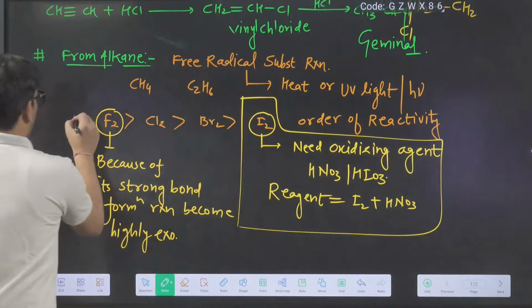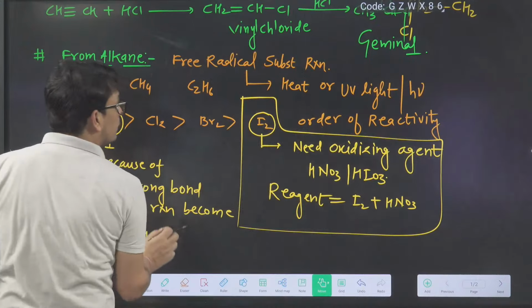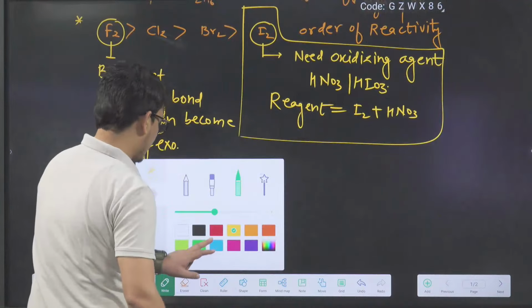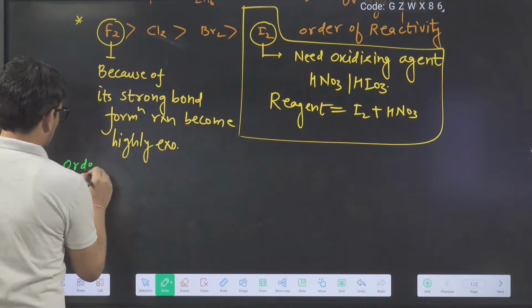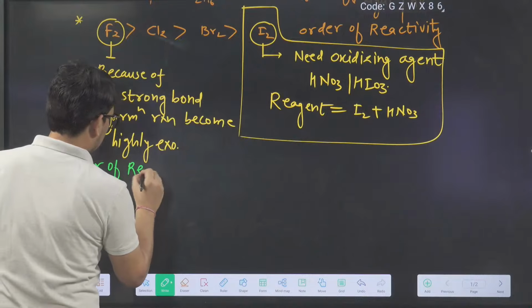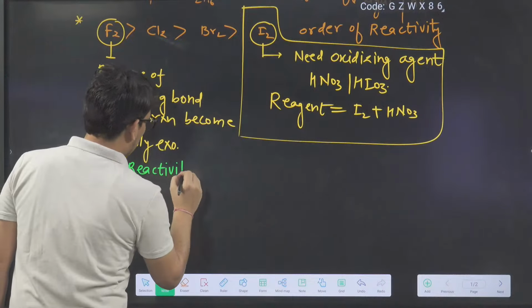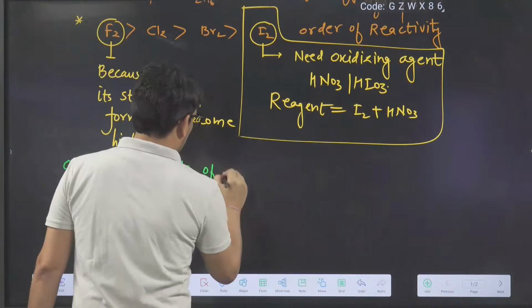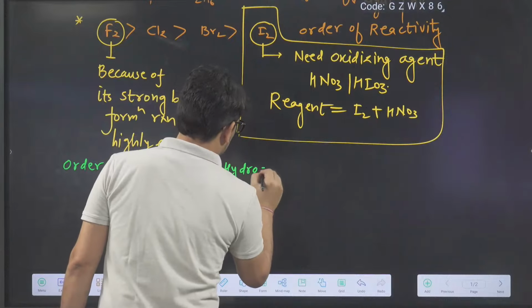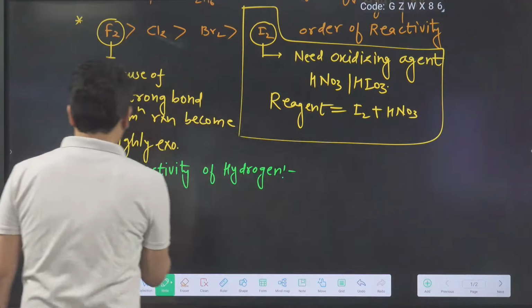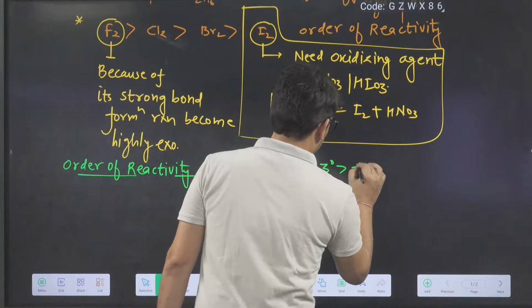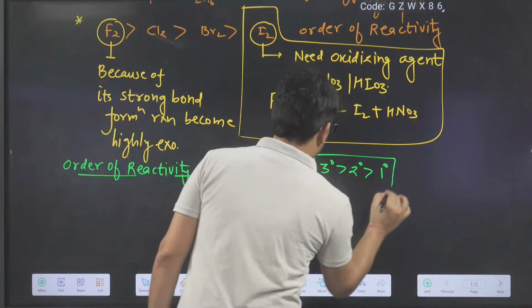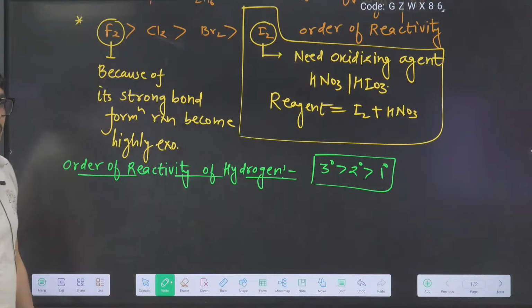Last thing now, order of reactivity of hydrogen. The order of reactivity of hydrogen will be 3 degree, 2 degree, and then 1 degree.